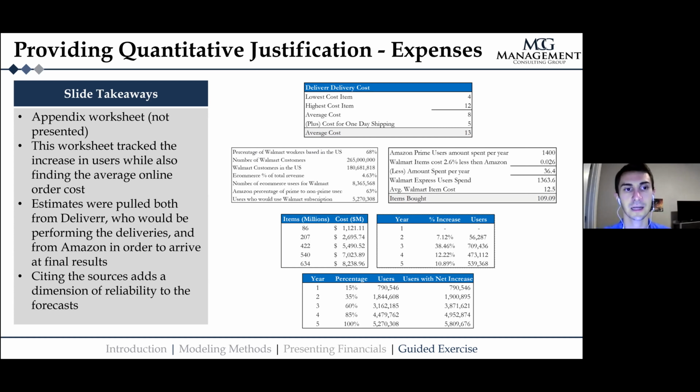This worksheet tracked the increase in users while also finding the average online order cost. Once again, I'll go through that when I go through the stuff on the right. Estimates were pulled from Deliver, who would be performing the delivery. So that addresses the question from before of who's going to be running this, who's going to be able to do this one-day delivery. Well, it's this company called Deliver. That's something we explained in our presentation, but it was really important for the financials.